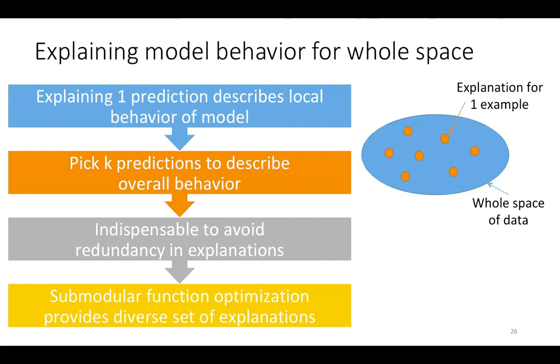So Vishal, remember you asked me a question as to how this is different from the piecewise linear regression type of approach. So this is where the departure is. So how you pick the examples now to make it relevant for the whole model space. They use a submodular function optimization, which ensures a diversity in the set of explanations that is generated.